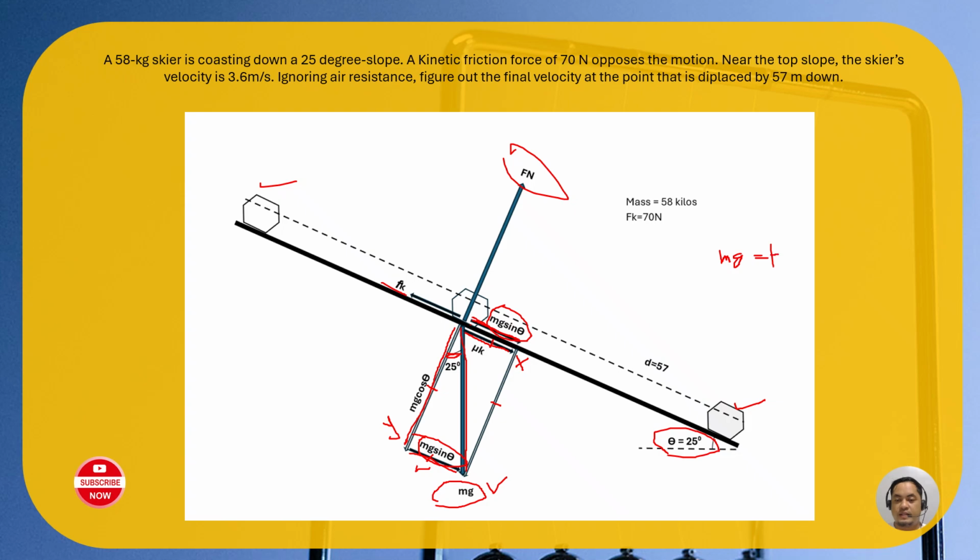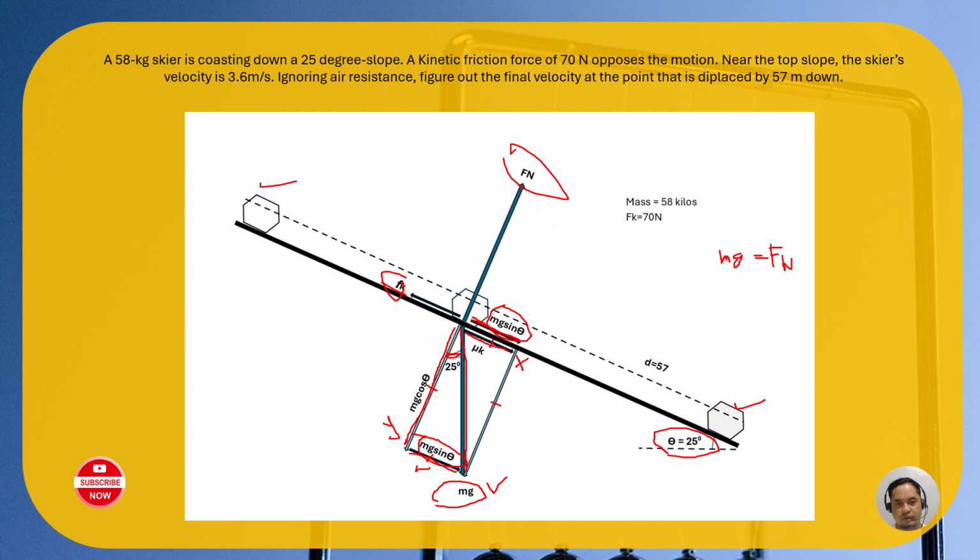Okay, so Fn sine theta, that's the value of this downward force, going down on a slope. And it is being opposed by the friction force. To be specific, it's the kinetic friction. So we have the variable for the downward vector, and we have fk for the upward, or the opposite, vector of the mg sine theta.